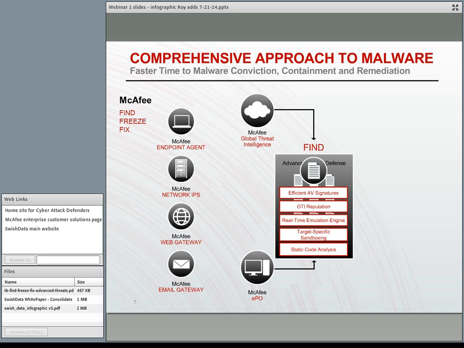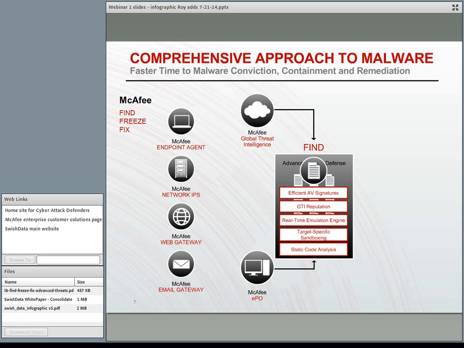So it's going to be run against your AV signature. Do I know this already? Is it standard AV? Do I know anything from our GTI cloud, our global threat intelligence? We're going to emulate this and see what happens first. We're going to see what the user's desktop is from EPO. So we're going to query who this was going to and say this is the desktop that this was being targeted to, and we're going to run that in our ATD sandbox. And so we're doing target-specific sandboxing, and we're also doing static code analysis.